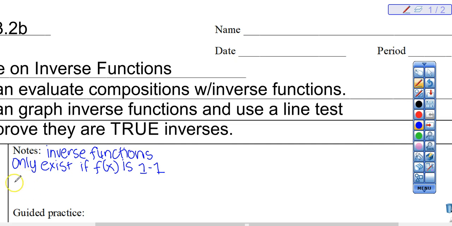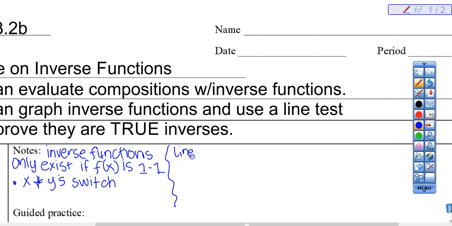Remember that when you're finding inverse functions, the x's and y's switch places or interchange. Okay. So that's what I wanted to say about that. There's some more things that I want to say.